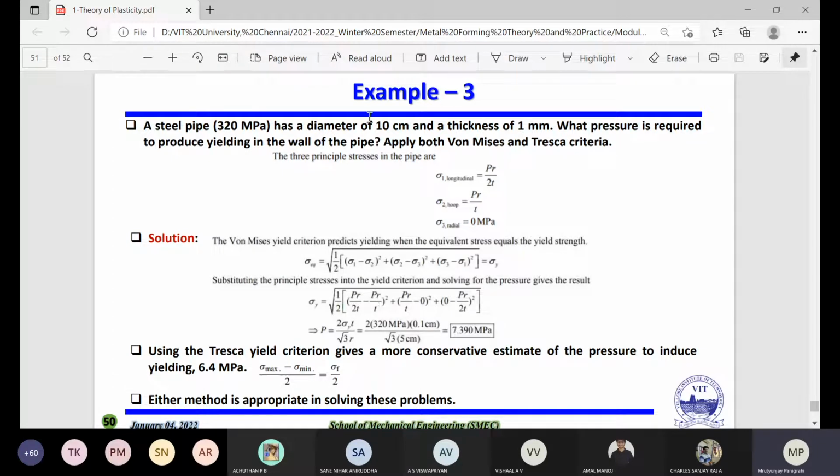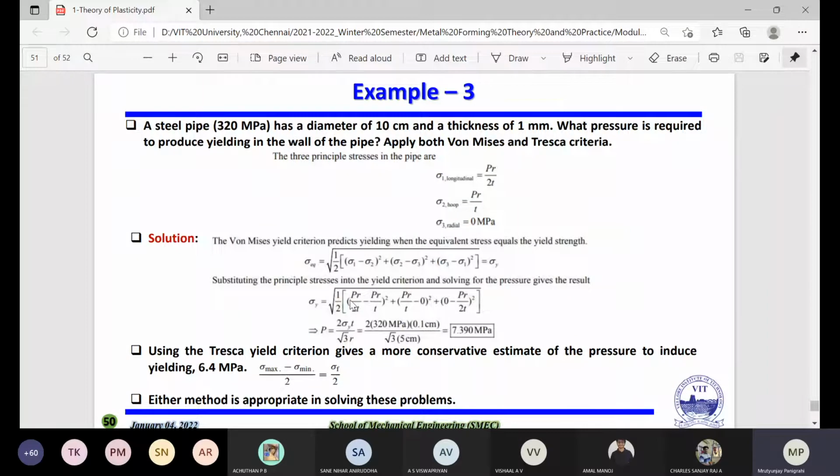And R is given because the diameter is given 10 cm, so radius is 5 centimeter. Thickness is T, so T is given 1 mm. Okay, so you have to convert to either cm or maybe mm. So better to convert to cm. So if you put all the values here, because this is a minus b whole square, this is also a minus b whole square, this is also a minus b whole square, you will find 7.390 megapascal.